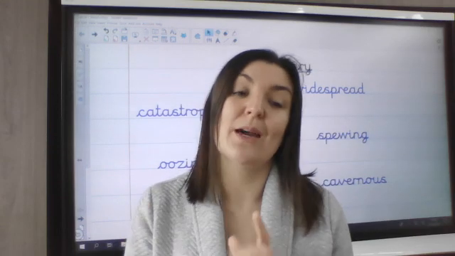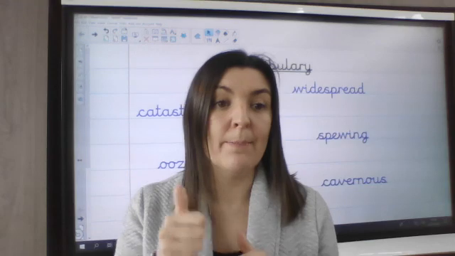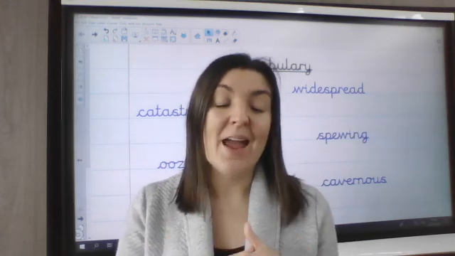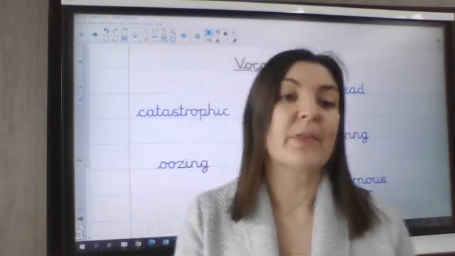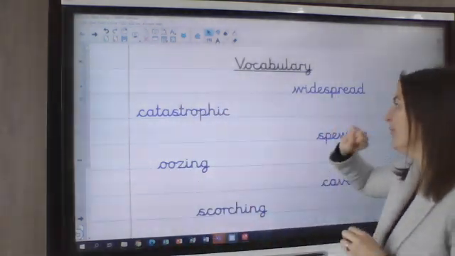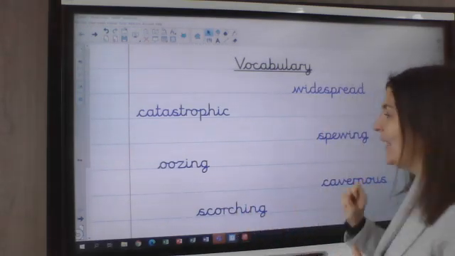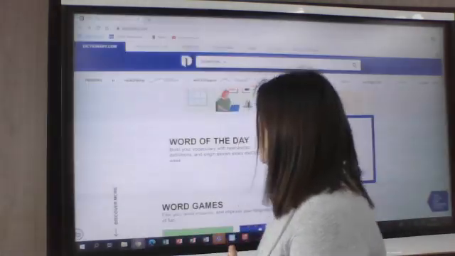So I've got a few words that I would like you to look up. So you're going to look up the word on dictionary.com, and then you are going to write the definition in your purple book and then a sentence including that word. So I'll show you what I mean. So I've got the words here. So you've got catastrophic, widespread, spewing, oozing, scorching and cavernous. And you're going to look them up like we do on dictionary.com.